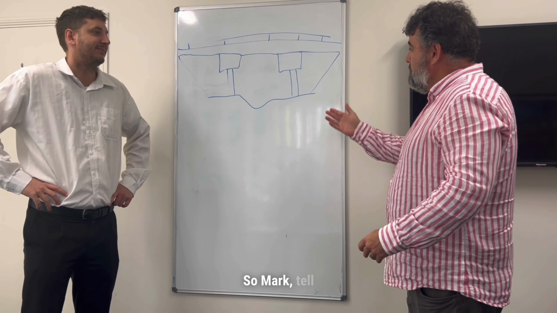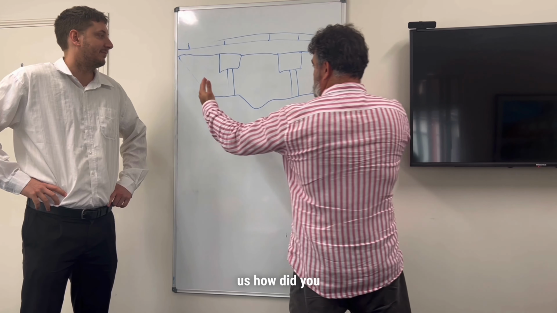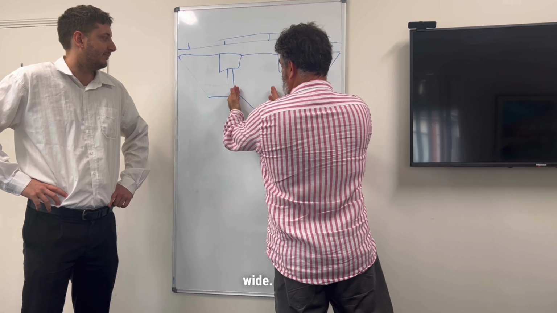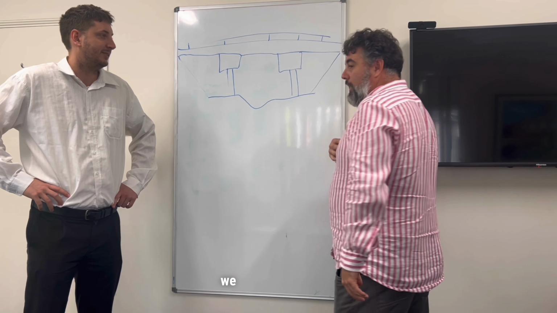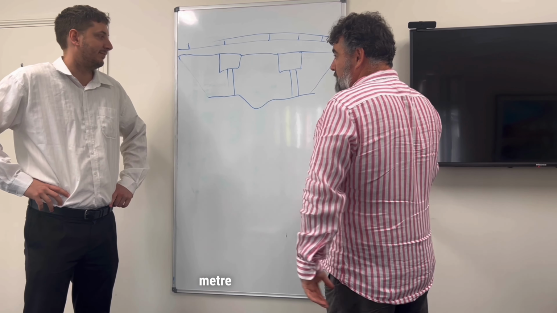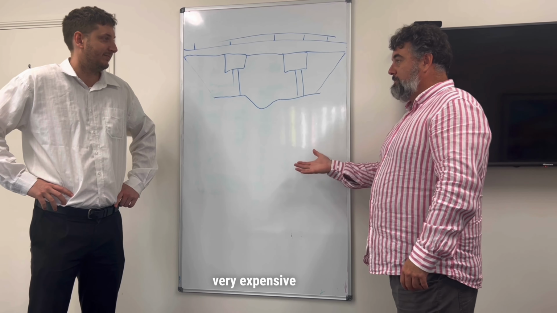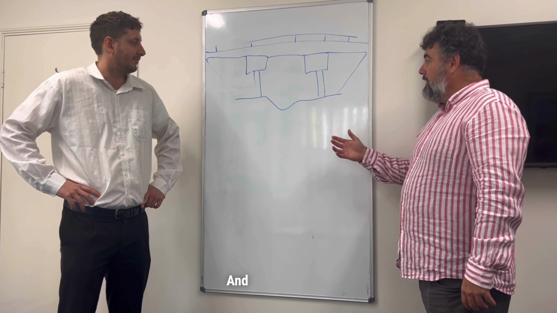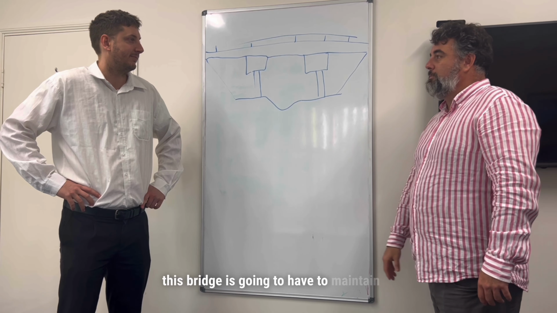So Mark, tell us, how did you work out it's got to be this wide? Because look, the creek's only this wide. And as we know, every extra metre of bridge you've got is very expensive to build, slower to build than the road, and whoever owns this bridge is going to have to maintain it.